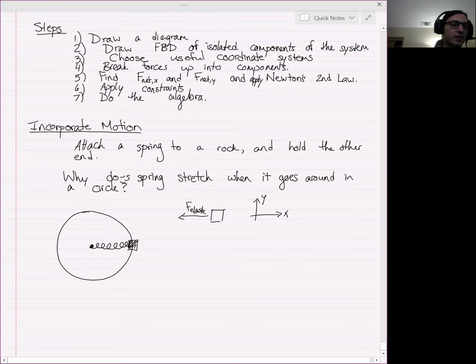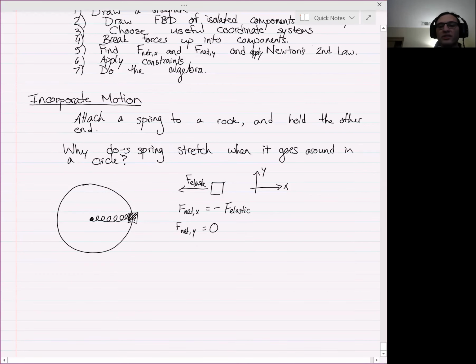So what we have then is that Fnet in the x direction is negative F elastic. Fnet in the y direction is 0. And so what do we have then? What is the acceleration here? Well, let's assume that we're going this way.